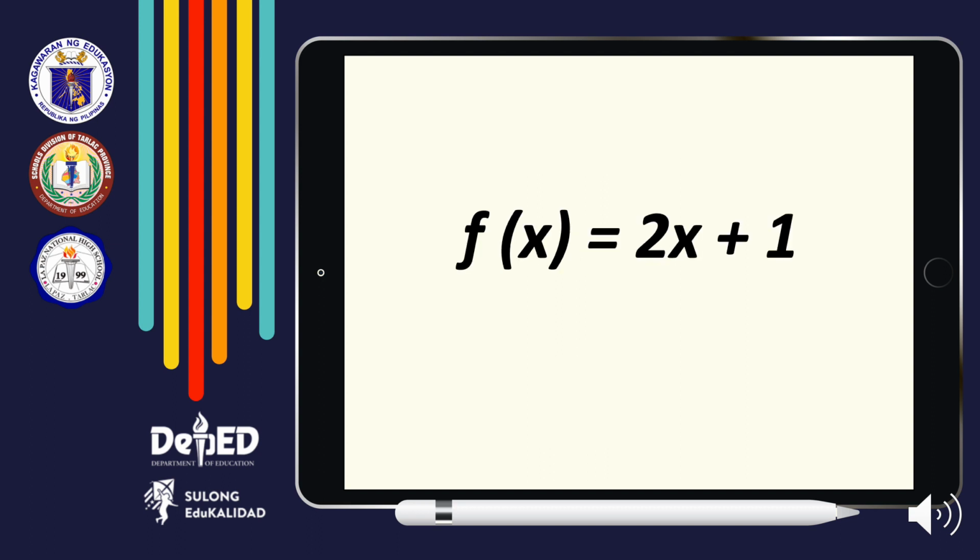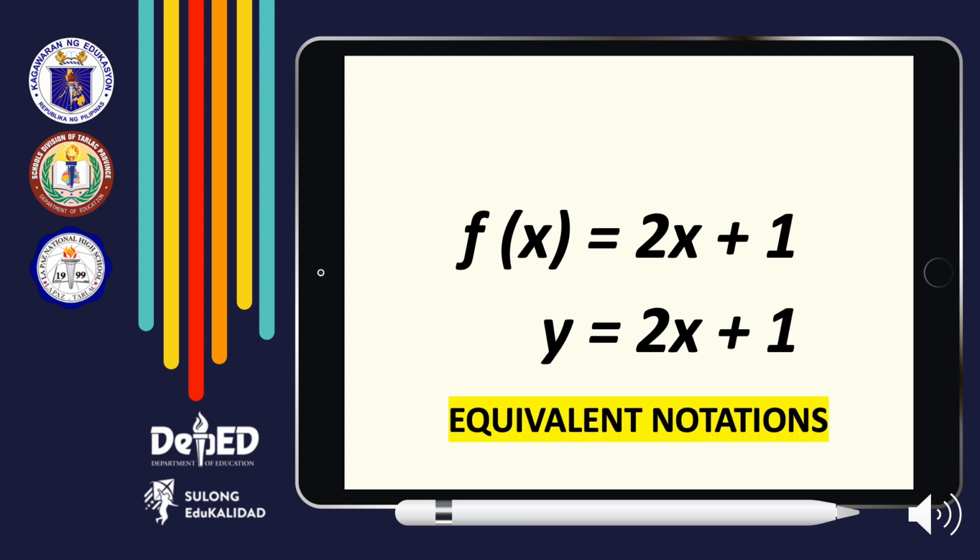So let's have an example. We have here this function, and you read it as f of x is equal to 2x plus 1. One more time, f of x is equal to 2x plus 1. Now, you can write that in this form, that is, y is equal to 2x plus 1. So notice f of x and y. Meaning f of x can be rewritten as y. So f of x notation is another way of representing the y value in the function, which means these two are considered as equivalent notations. They mean the same thing.